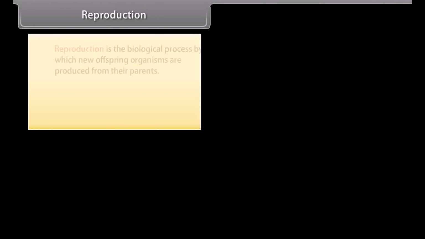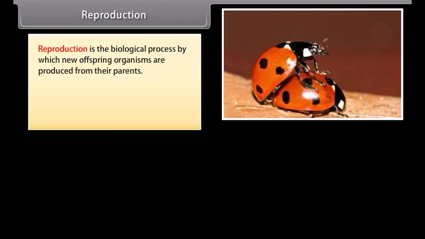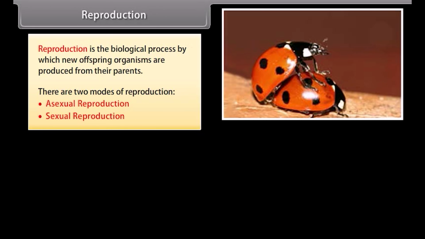Reproduction. Reproduction is the biological process by which new offspring organisms are produced from their parents. There are two modes of reproduction: asexual reproduction and sexual reproduction.